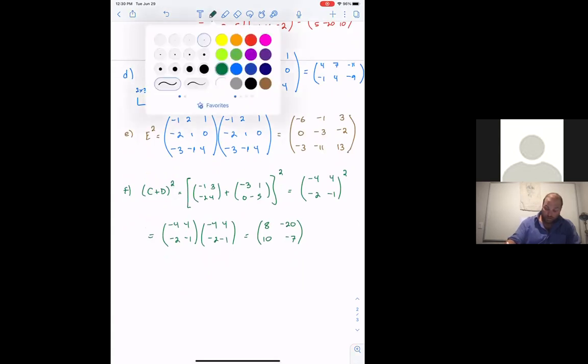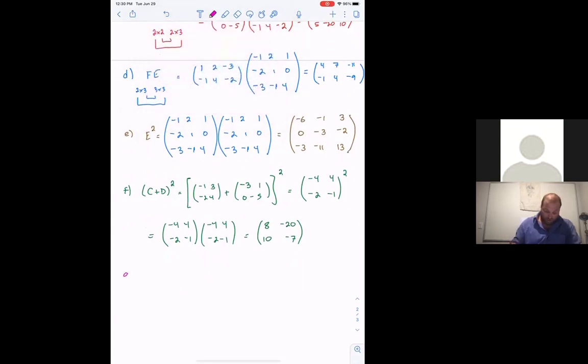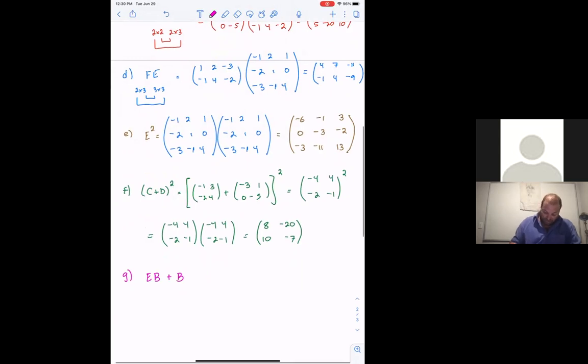And then we have G. G says evaluate EB plus B. Well, E is 3 by 3, and B is 3 by 1. So I get a 3 by 1 matrix, which I can then add to another 3 by 1 matrix. So I'm allowed to do this. So let's go ahead and do it.